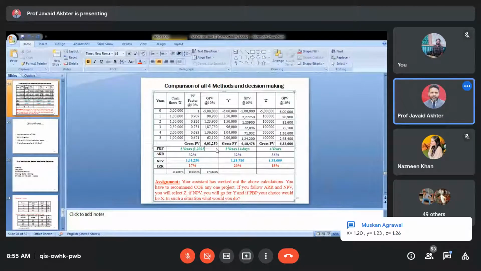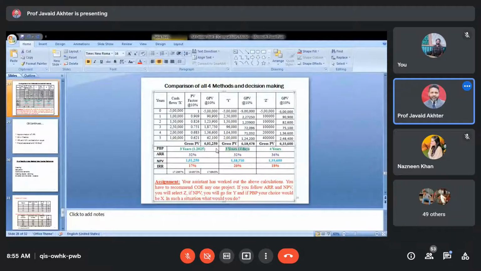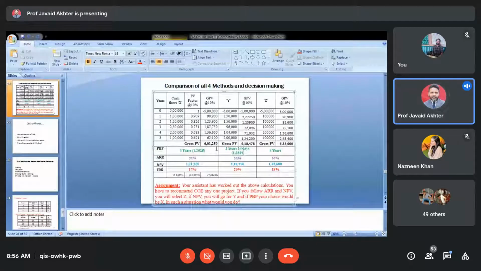1.2025 for Y, it will be 1.2369. For Z, it will be 1.2672. You can calculate up to 2 decimal places or 3 or 4, any number of decimal places.